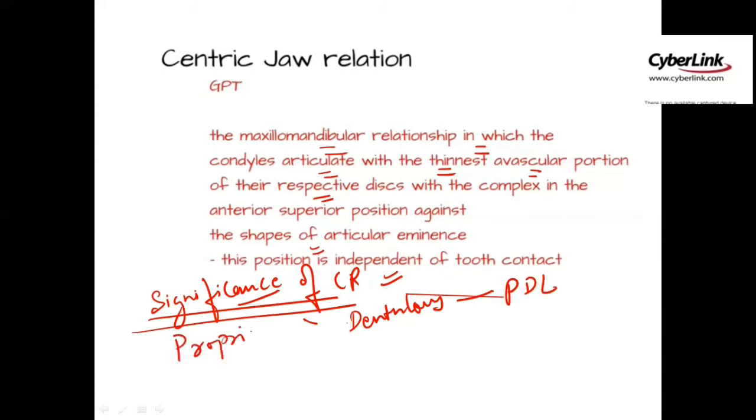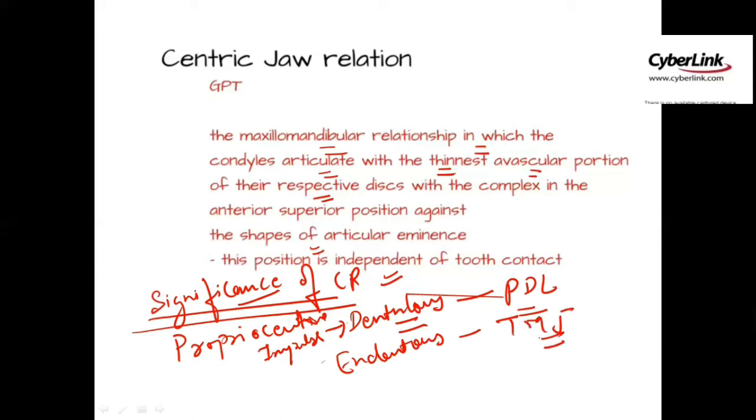Proprioceptive impulses, in case of a dentulous patient, are obtained from the PDL. But an edentulous patient does not have any proprioceptive guidance from their teeth to guide their mandibular movements. Therefore, the proprioceptive impulses for an edentulous patient are transferred to the temporomandibular joint. Right. Centric relation position acts as the proprioceptive center to guide the mandibular movement.